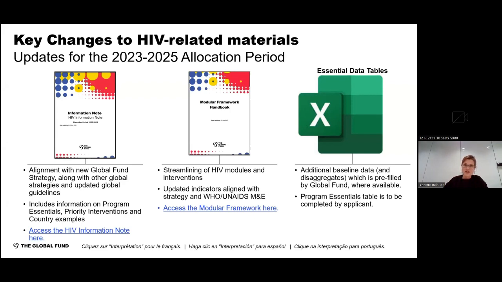Regarding the essential data tables, there are now 2 tables to complete, which is the continuation of the indicator tables and the program essentials, which you just heard about, and Celeste presented those to you. The indicator tables continue to be pre-filled by the Global Fund, and where available now include additional baseline data and disaggregation. These are typically dealt with by countries' M&E teams, but the program essentials are best completed by program staff.